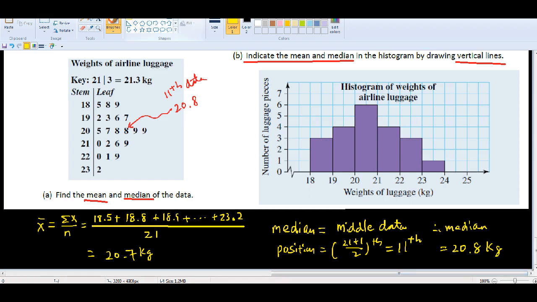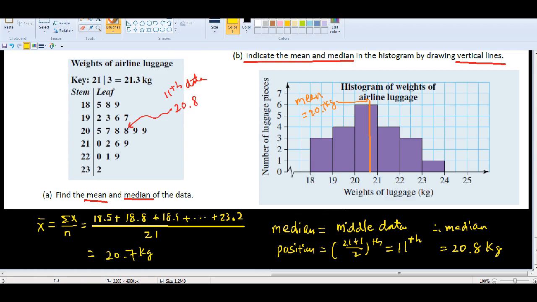Okay, so you need to indicate them. So they're really close, right? So the mean is 20.7, so it's more than halfway between 20 and 21. Possibly you need to draw a line over here. 20.7, okay. It looks 20.7 for me. Let me indicate this as our mean, which is 20.7 kilogram.